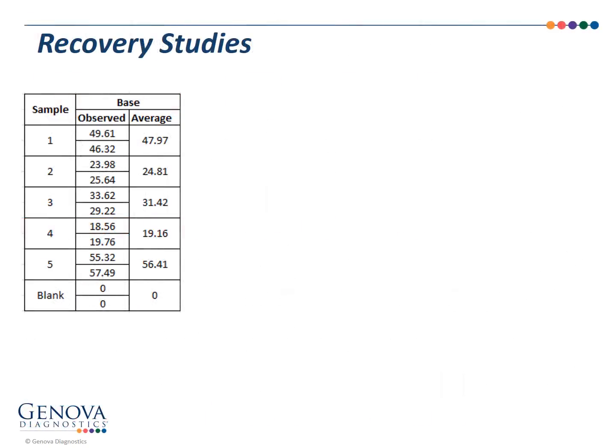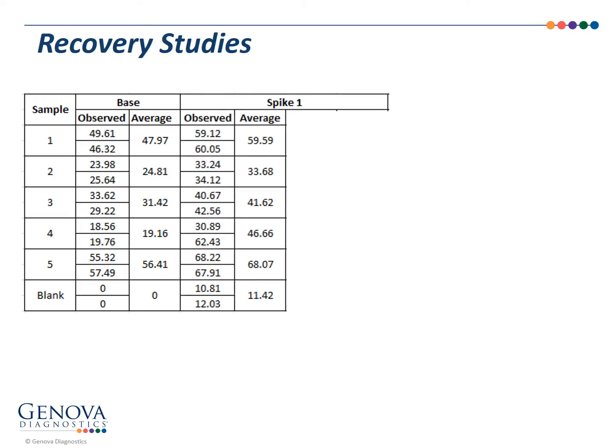So the data analysis on this. We have our samples 1 through 5 and our blank. We ran the base, the one that didn't get any spike, in duplicate, so you can see our observed values here, and then we calculated the average of those observed values. We then took the spike 1 level for each sample and ran it in duplicate. You can see the observed values here and then the averages.